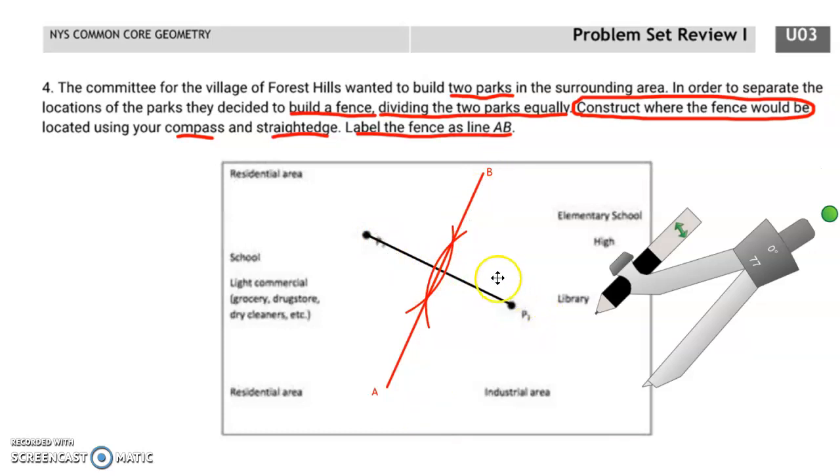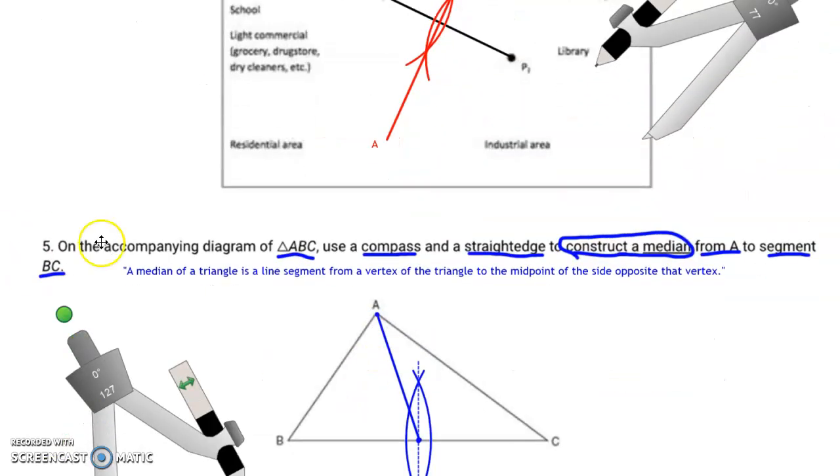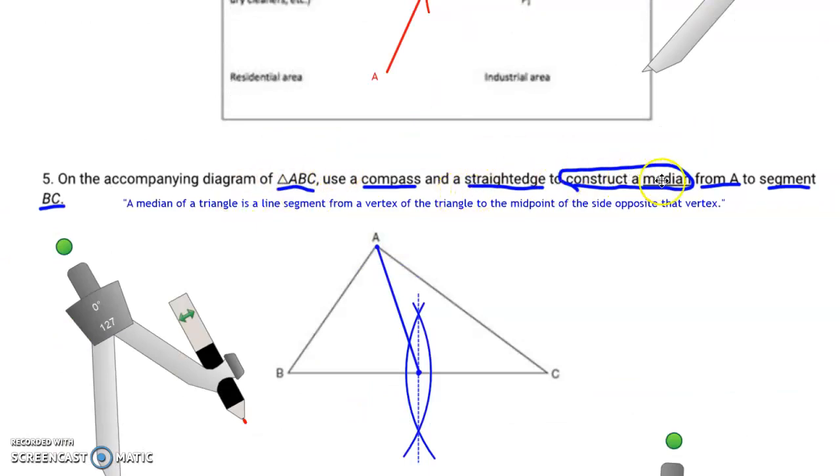So that means I did a perpendicular bisector construction, which was very similar to the previous perpendicular bisector construction using my compass. From A down here to B up here, that's going to be the fence. It didn't really matter where you extended it from. It just asked you to build a fence which divides the 2 parks equally. So you could have extended these lines to the edges of the paper. It did not matter.